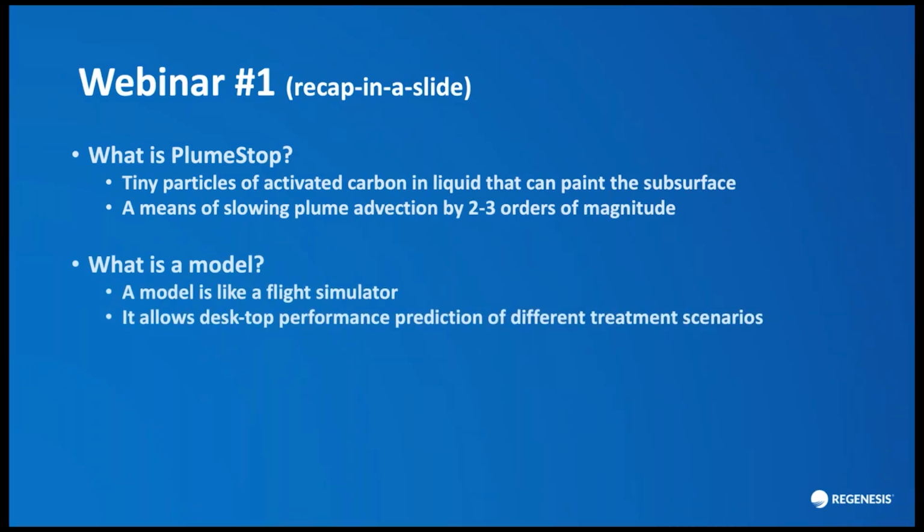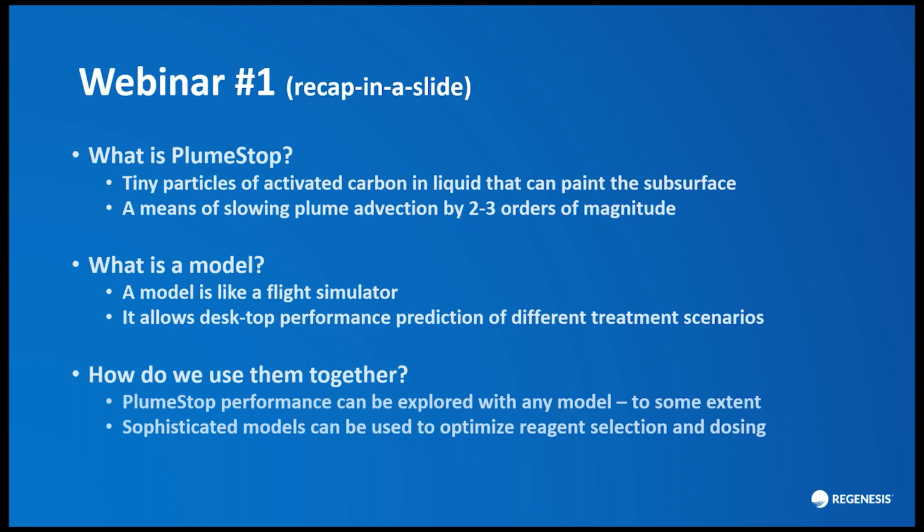A model could be thought of as being rather like a flight simulator. It gives us a means of desktop performance prediction of different remediation or treatment scenarios. How do we use them together? Well, PlumeStop performance can be explored with any model to some extent, and the last webinar went into this, as you can tell from this slide. But sophisticated models can be used to optimize reagent selection and dosing. So that was all covered in the last webinar.